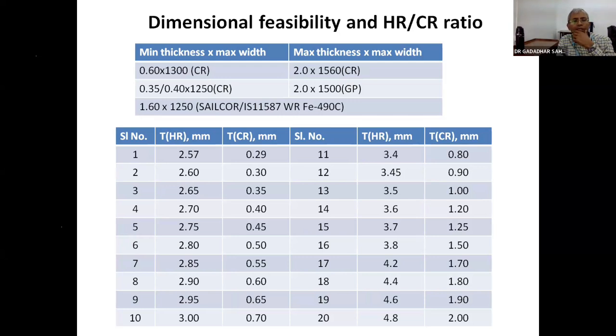Dimensional tolerance will come later. Here, what has happened in HR? If 2.57 mm HR is produced, this CR can be produced at 0.29 mm. If 2.6, CR can go to 0.3. Like this, there is a conversion factor. If it is 3 mm, it can go to 0.7 mm. And if it is 4.8 mm, it can go to 2 mm. So 2 mm we are producing.